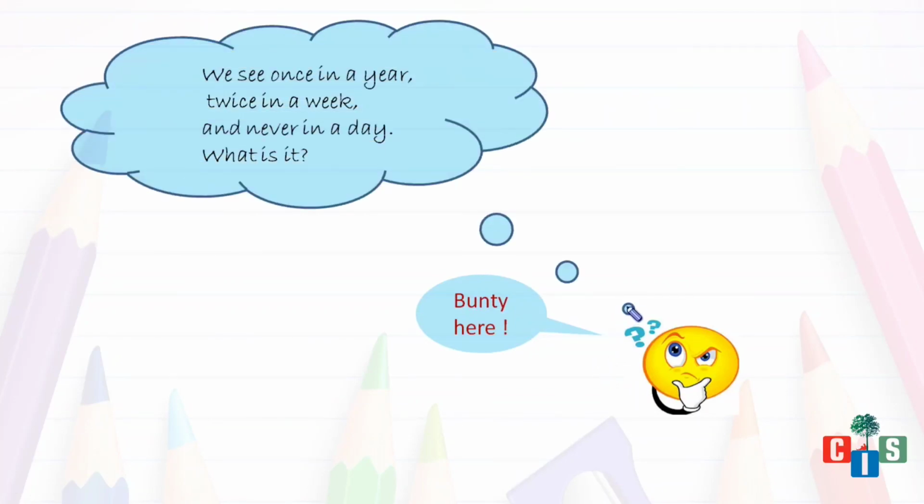Now, your interesting time, that is, you can say mind-storming time, your tufani time. Batuk is here again, but he is confused here. He has a riddle in his mind which says, we see once in a year, twice in a week, and never in a day. What is it?